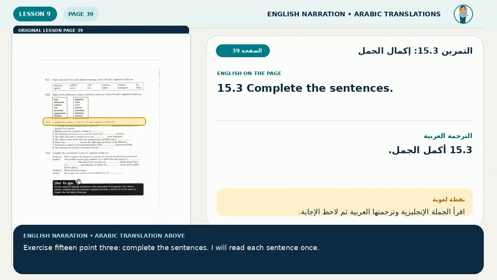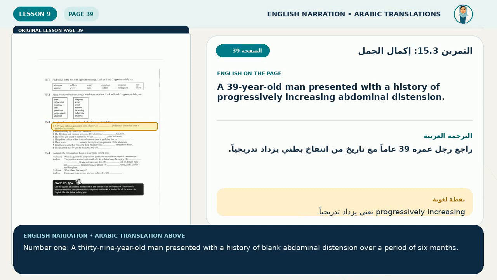Exercise 15.3. Complete the sentences. I will read each sentence once. The Arabic translation and the completed answer remain on screen. Number 1. A 39-year-old man presented with a history of blank abdominal distension over a period of 6 months. The answer is progressively increasing.